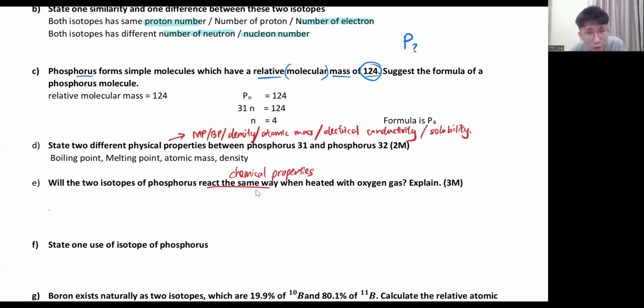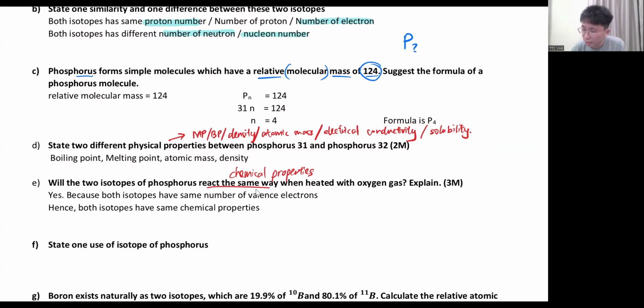So if proton has no change, then electron also has no change. If electron has no change, then valence electron has no change. If valence electron has no change, chemical properties have no change. So you see our answer here? Yes. The answer is yes, because they have the same number of valence electrons, they have the same chemical properties. So when they have the same chemical properties, they react the same way. So guys, reactivity, reaction, it's all dependent on your valence electron. Remember, chemical property is very, very dependent on valence electron.